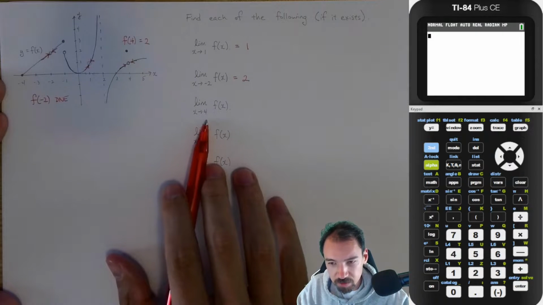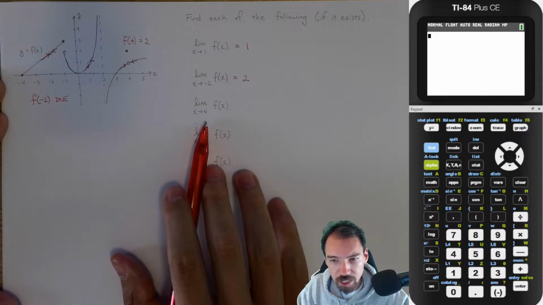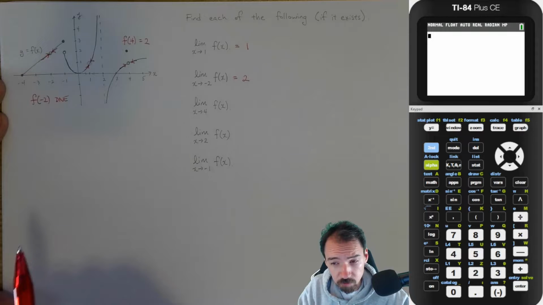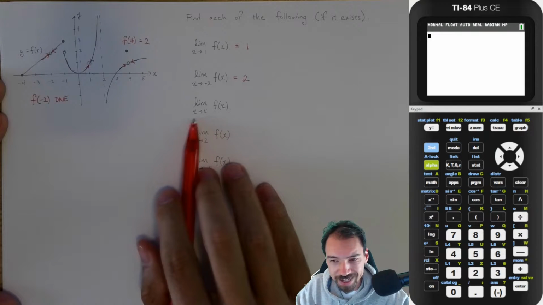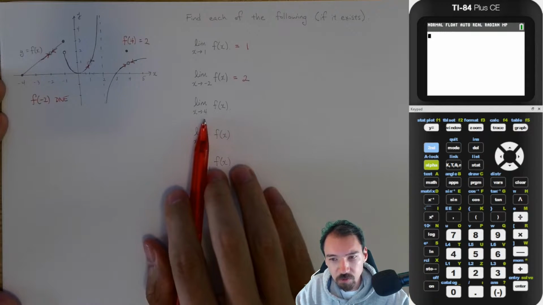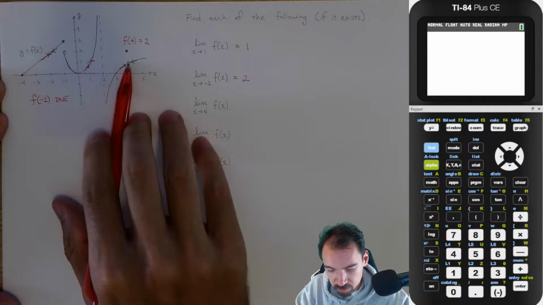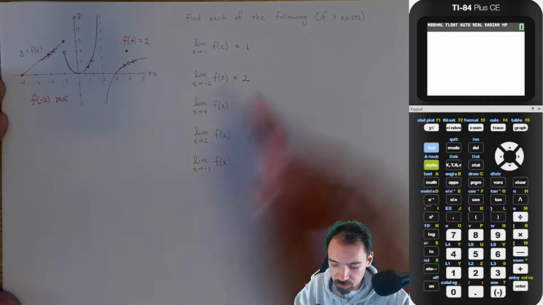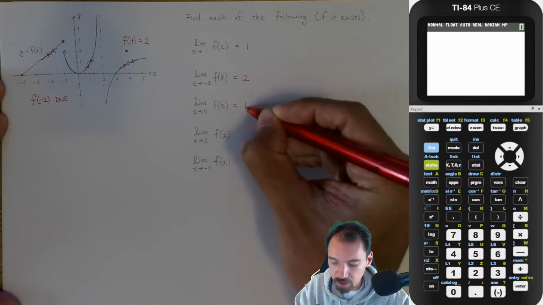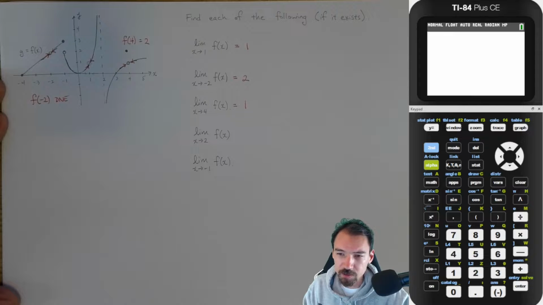But when we take a limit, we're not interested in what happens when x is equal to 4. We're interested in what happens as x gets close to 4 but not quite equal to 4. So it looks like the y value here is approaching 1. So we would say here, the value of this limit is 1.